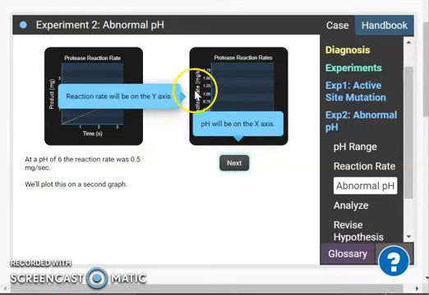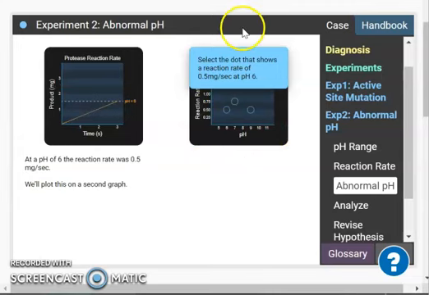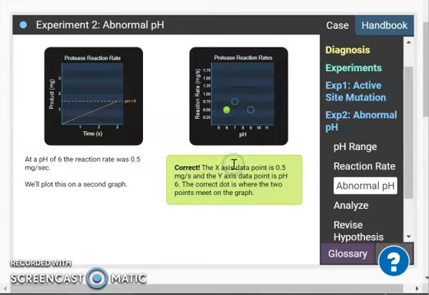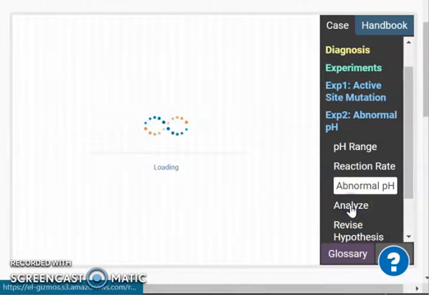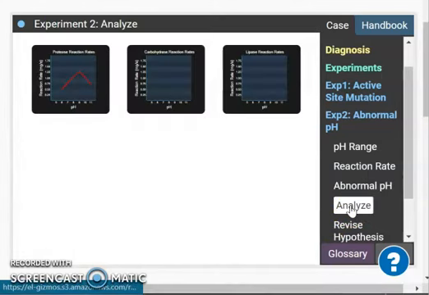Our reaction rate will be on the y-axis and pH on the x-axis. Which dot shows a reaction rate of 0.5 at pH of 6? Well, let's start off by looking at our pH of 6 and going up. The only dot that has 0.5 as the reaction rate and 6 for the pH is this dot here. We are now going to analyze our data.